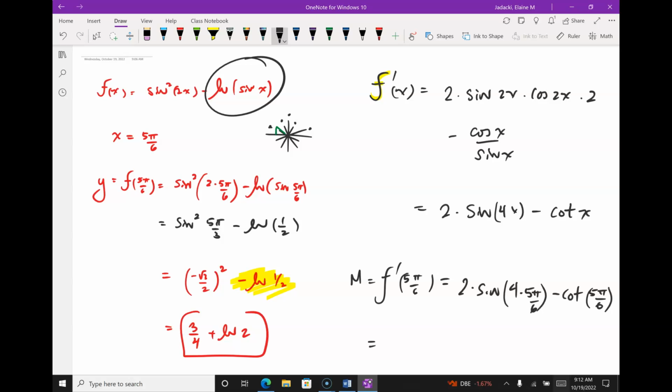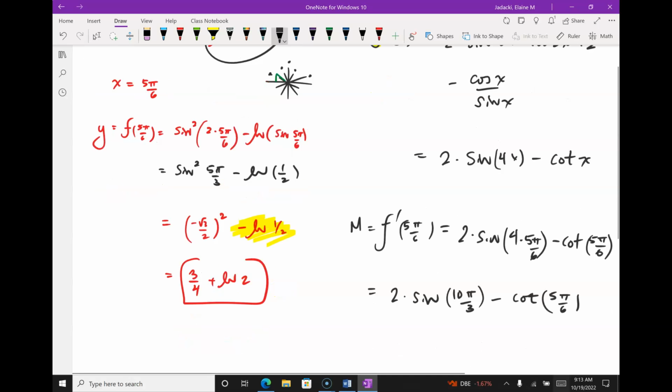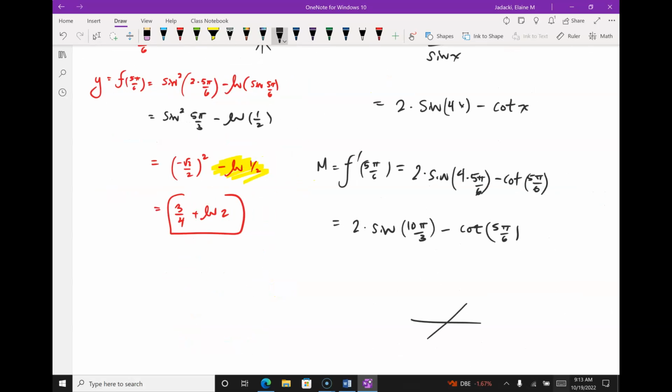So what do I get here? 2 times the sine of 10 pi over 3 minus the cotangent of 5 pi over 6. So 10 pi over 3, I'm cutting my whole circle into 6, double that denominator, and I'm counting to 10 of them. 1, 2, 3, 4, 5, 6, 7, 8, 9, 10. So I know it's negative 2 times the sine of pi over 3 minus 1 over the tangent of 5 pi over 6.